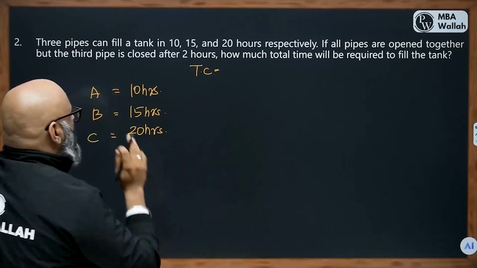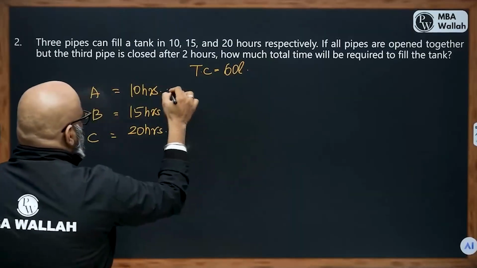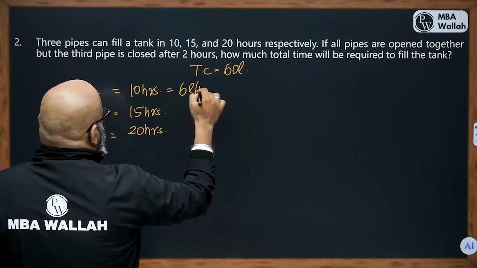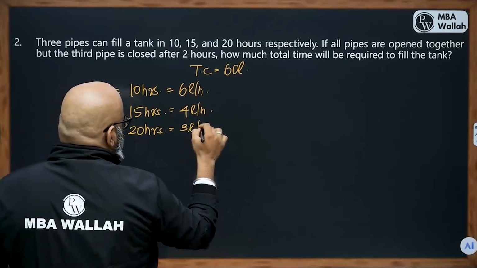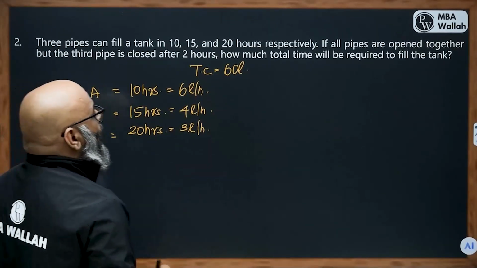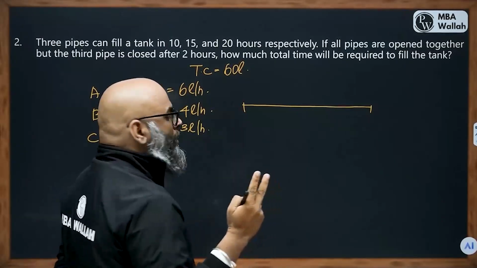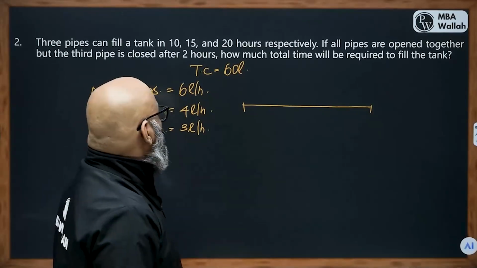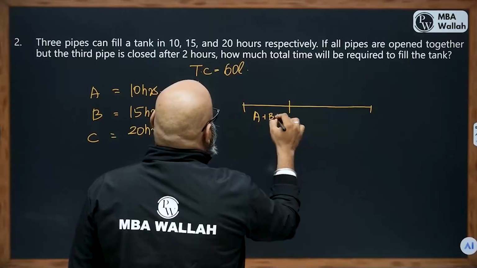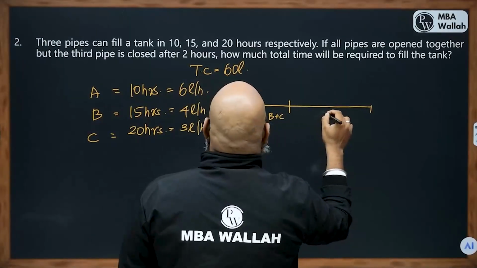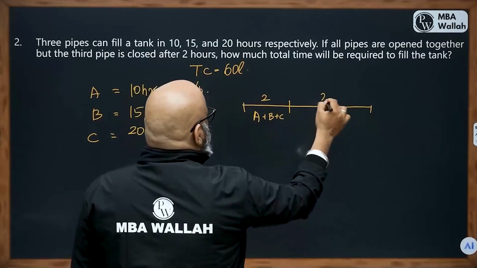Total capacity will be, for 10, 15 and 20, 60 as the LCM. So 60 liters. This will be 6 liters per hour, 4 liters per hour, 3 liters per hour. So all pipes are open together, but the third pipe is closed after 2 hours. The third pipe is C for us. So for the first 2 hours it is A plus B plus C, but after that it is going to be only A and B. So this will be 2 hours. This we need to find out.